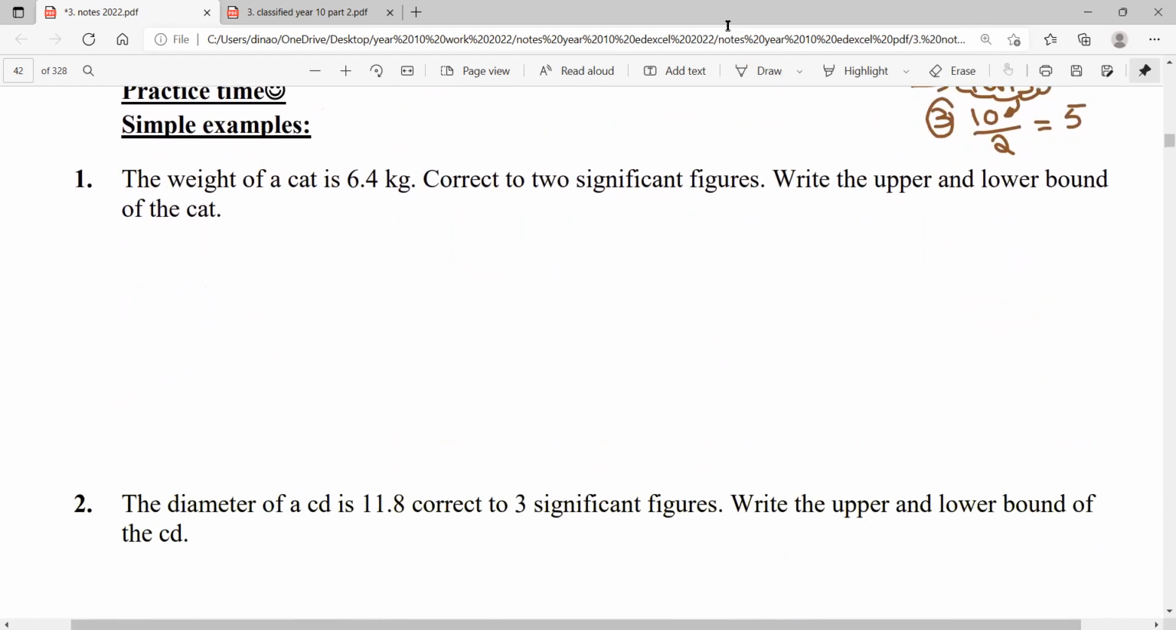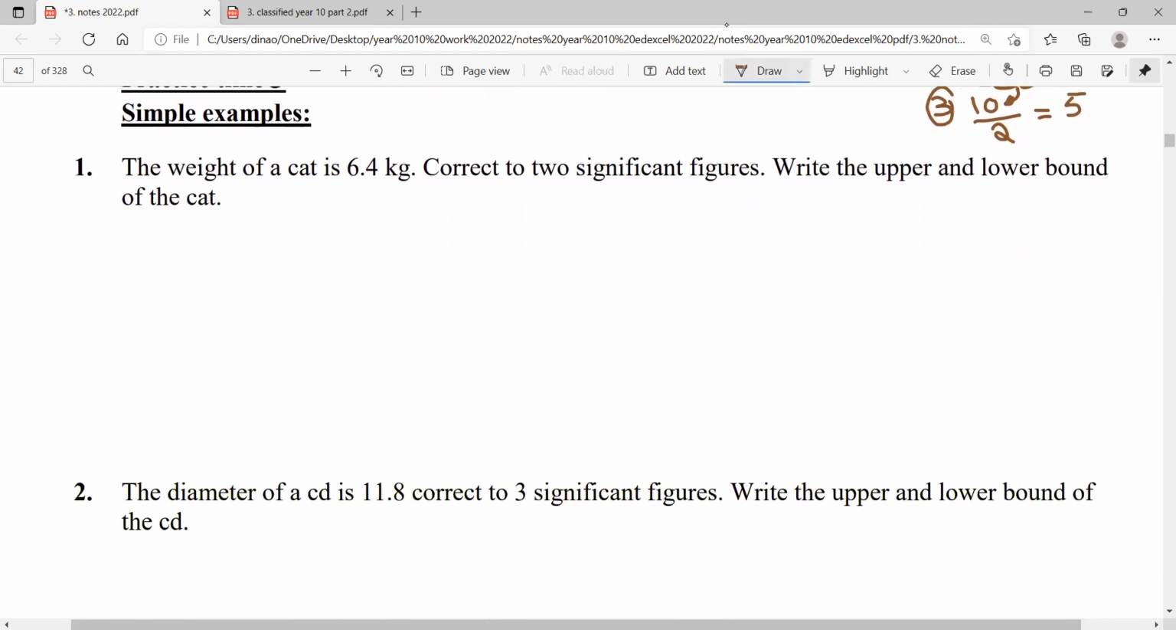Another example. Here it says the weight of the cat is 6.4 kilograms corrected to two significant figures. Again, what does this mean? It means, just one second, let me get the calculator. I'm sitting here and didn't bring it. Is that okay?